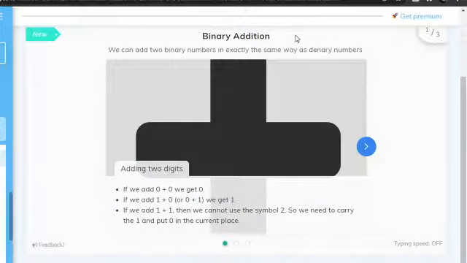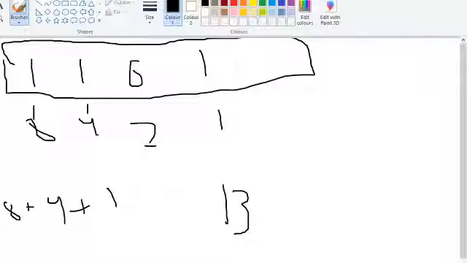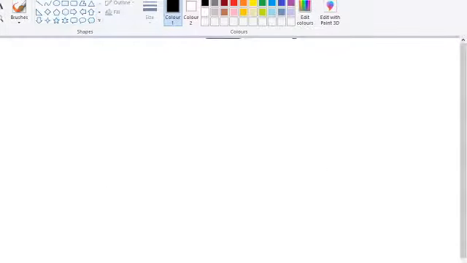Binary addition. We can take two binary numbers in the... Okay, screw this. I am explaining this my way. I'm not relearning this. If I know how to do it, I will just teach it. So, binary numbers. 0, 0, 0, 0. Add 1, 1, 1, 1.